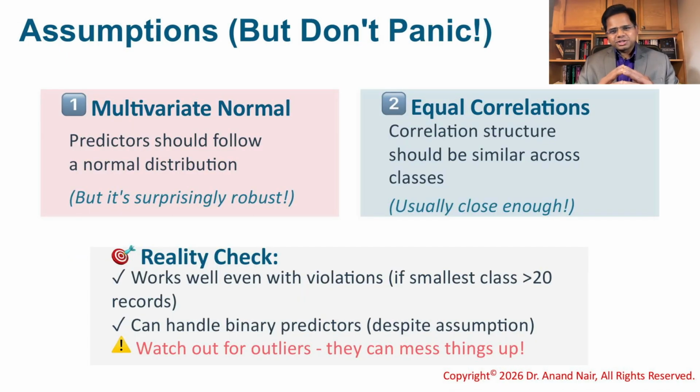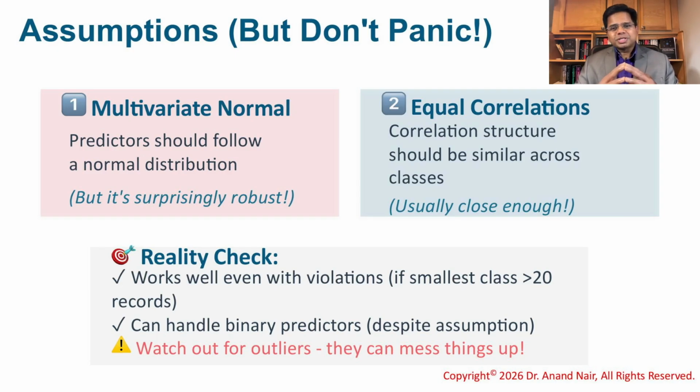Okay, confession time. Discriminant analysis has assumptions, and in theory, they matter. First assumption, your data should be multivariate normal. That means if you plot it, it should look like those nice bell curves you remember from statistics class. Second assumption, the correlation structure should be the same across classes. In other words, the way your variables relate to each other shouldn't be wildly different between groups.